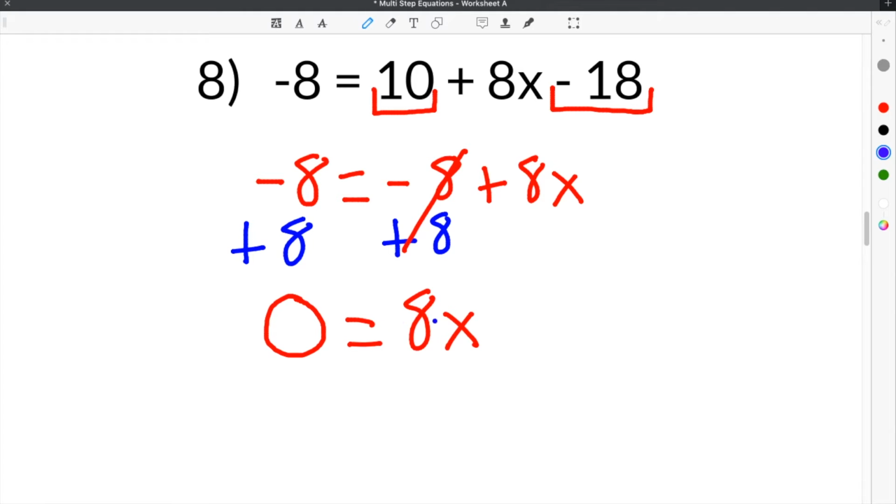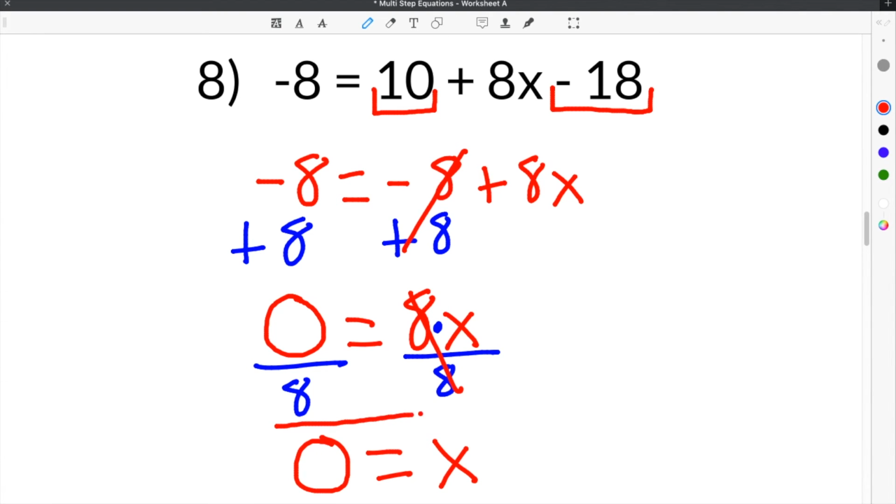Then the final step is to divide this side by 8, because this is like 8 times x. So to get rid of that 8 times x, we divide by 8. And then you have to also divide this side by 8. So of course, the 8's cancel and you're left with just x, and then 0 divided by 8 is 0. So our answer for our last problem on our multi-step equations worksheet is 0 equals x.